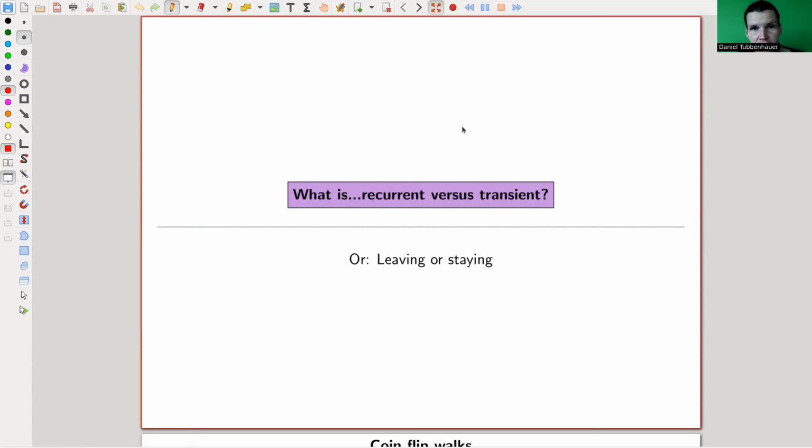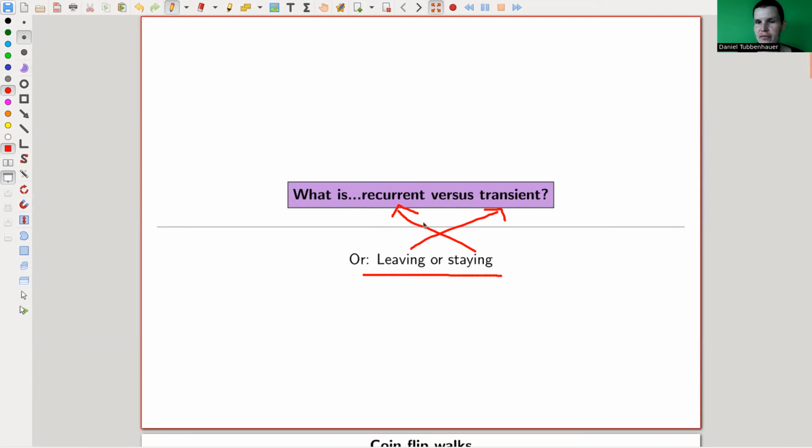So why would I like to talk about random walks? Because random walks. So coin flip experiments, if you want. That's just a random walk. And the topic is whether you're leaving or staying. That is called transient and recurrent. I got it exactly the other way around: recurrent is staying and transient is leaving. So let's have a look at what that means.